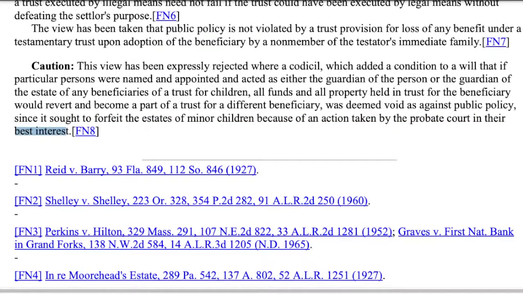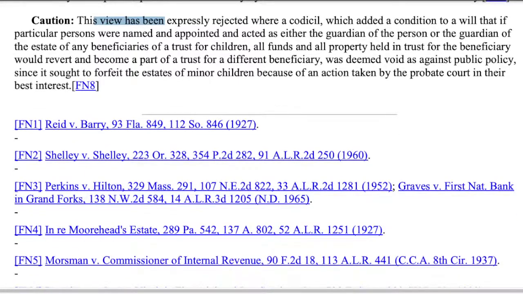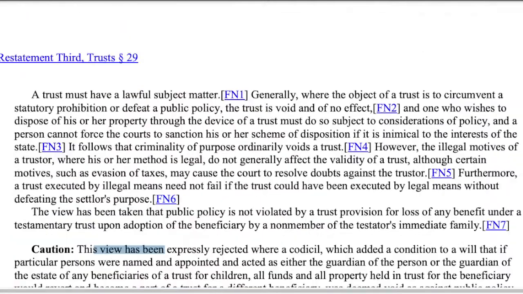Wow. So we can see where a codicil, all funds, right, was deemed void. It's against public policy. So the codicil is powerful, but it can't go against public policy in this context. Let's continue here. We have something. Florida, 1927. Ooh. That's footnote 1. A trust must have a lawful subject matter.